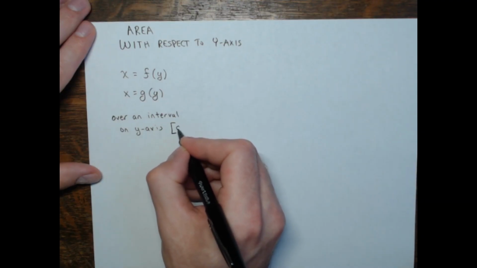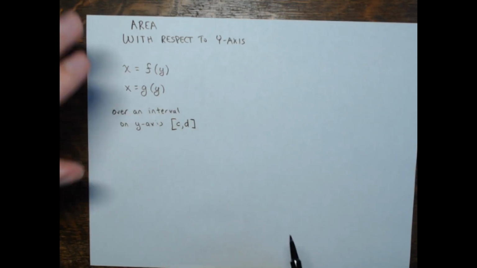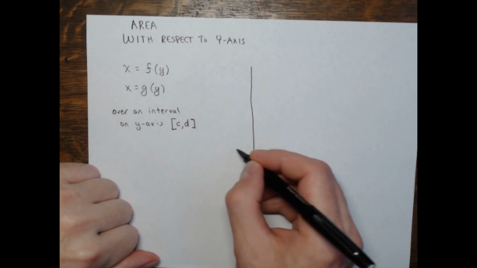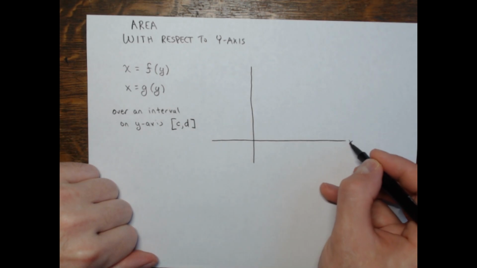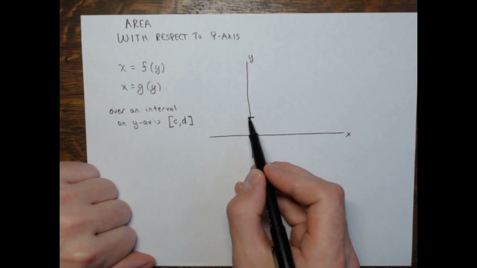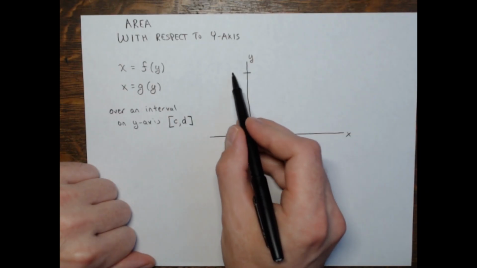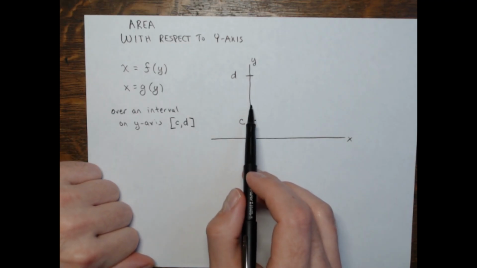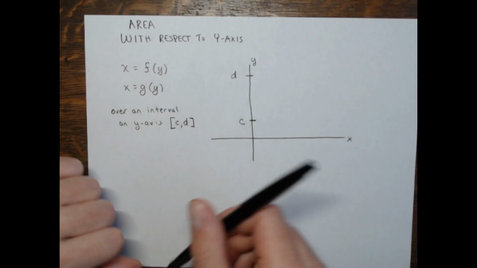So say this is, now they're using c to d for some reason instead of a to b. So look, x horizontal, y, now we're looking at the y-axis. And from y equals c to y equals d, for every y value, there's an x value. X is some function of y.